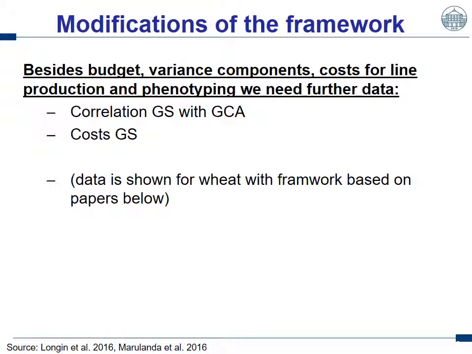And for sure, when you want to do genomic selection, you need this correlation between the genomic breeding value and your target value. In hybrid breeding this would be GCA, general combining ability for grain yield. And you need the costs for genomic selection. The future slides I show are based on the publications below. Here you can see a bit more details about the framework.